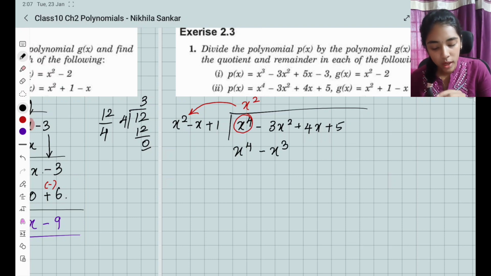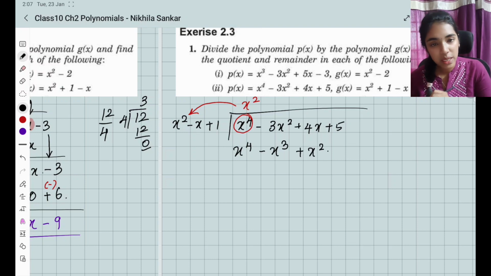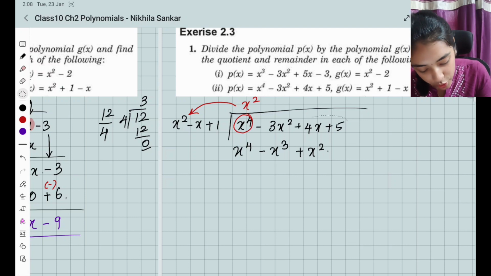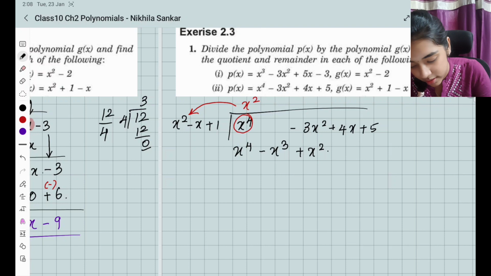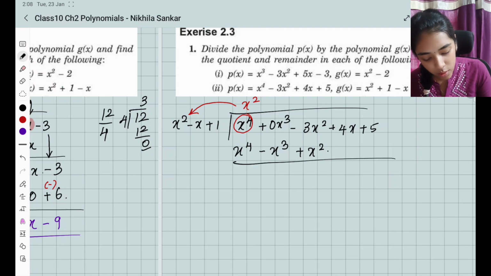Then you have 1 plus x square. So this is going to be plus x square. Now what do we have in our equation? You see that there is no x cube term. So what are we going to do? While writing the question itself, let us move this and add plus 0x cube here. Okay, it will avoid some confusion. So always do that.